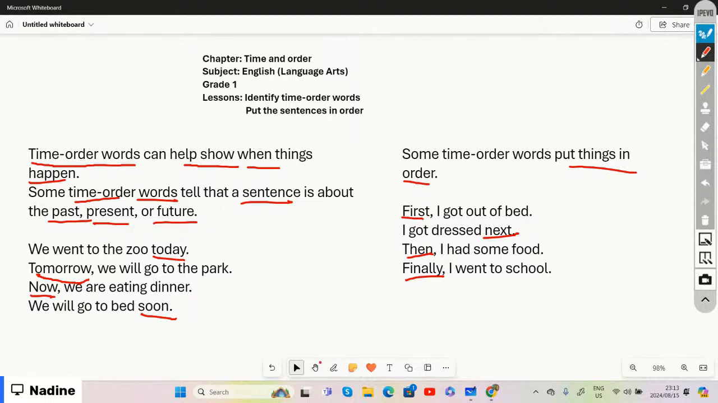And that basically put the sentences in order, telling us what we did first until they reached, for example, their specific destination. So it's basically telling us what you did step by step and in its order.